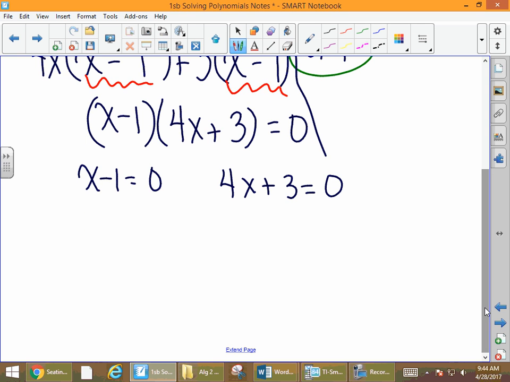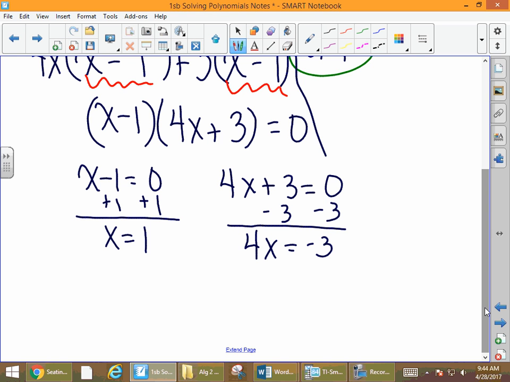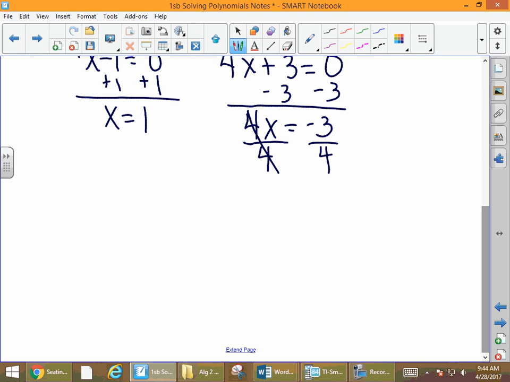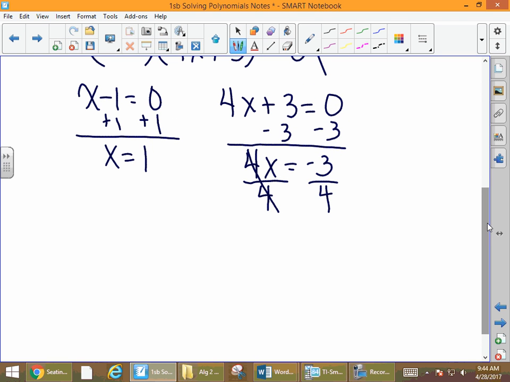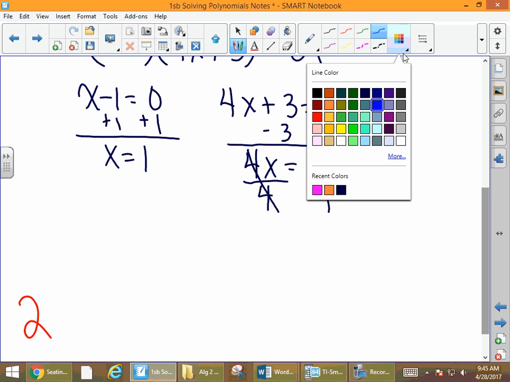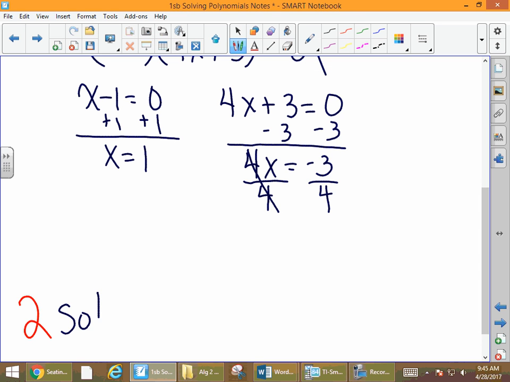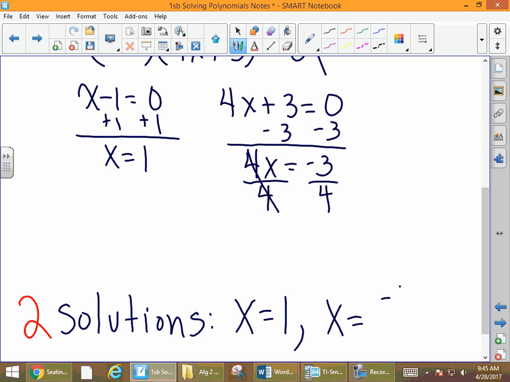So we're going to add 1 to both sides, we get x equals 1. We're going to subtract 3 from both sides, we get 4x equals negative 3, and divide both sides by 4. So x is going to equal negative 3/4. Once again, what we said. We said that this is quadratic. Quadratic, we get 2 solutions. And they are x equals 1 and x equals negative 3/4.